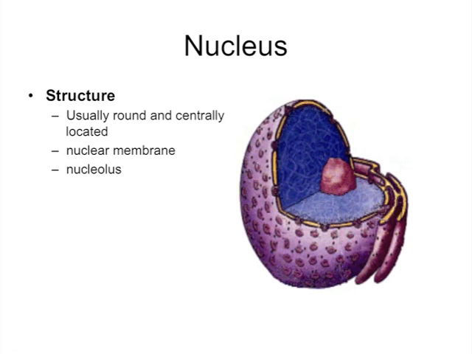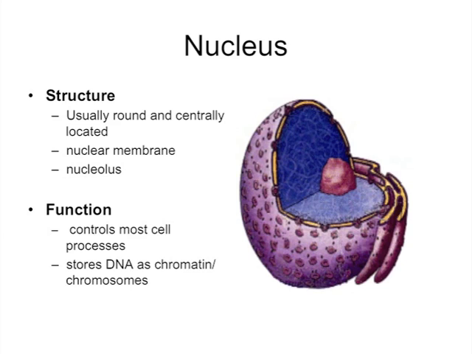Right? So there's the structure of the nucleus. Now the job of the nucleus you're probably familiar with already. It's going to control most of what's going on in the cell. The nucleus is going to send messages out to the rest of the cell so that the other little parts of the cell know what to do and kind of when to do it.